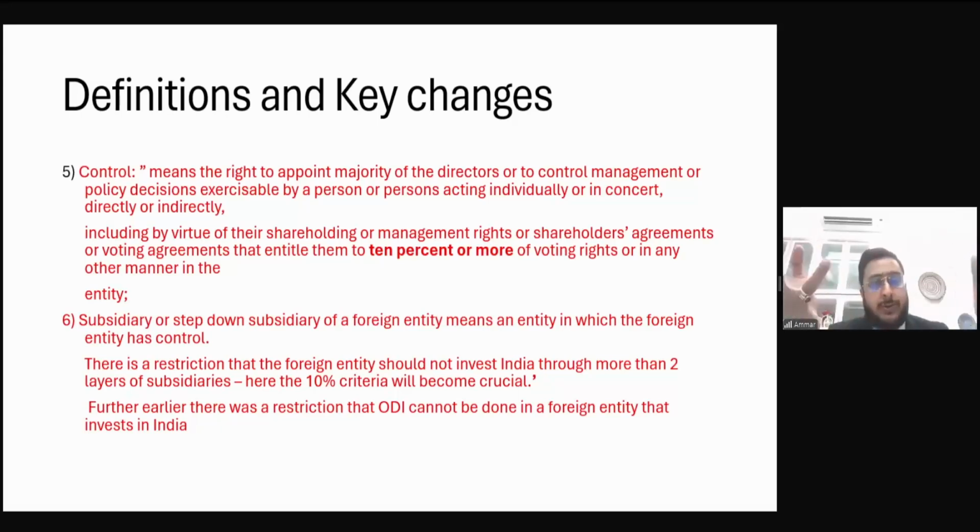So these are the two or three ways in which we say that an Indian company is exercising control over another as per the Companies Act. Now, over here, it is very important to note this percentage. Over here, they have said 10%. So let us read it out.